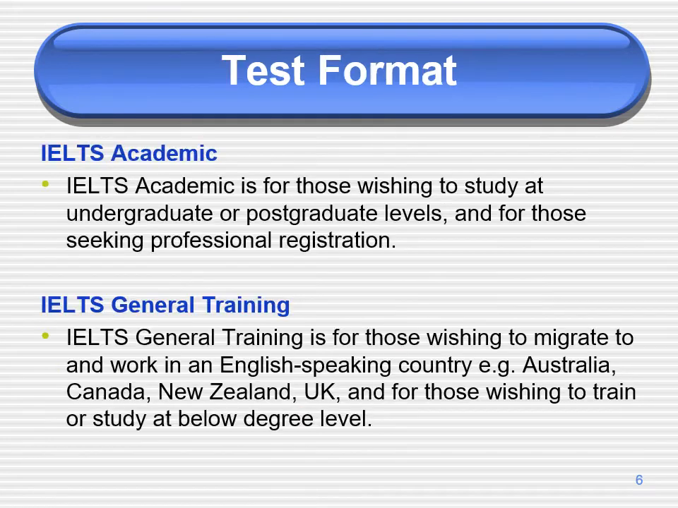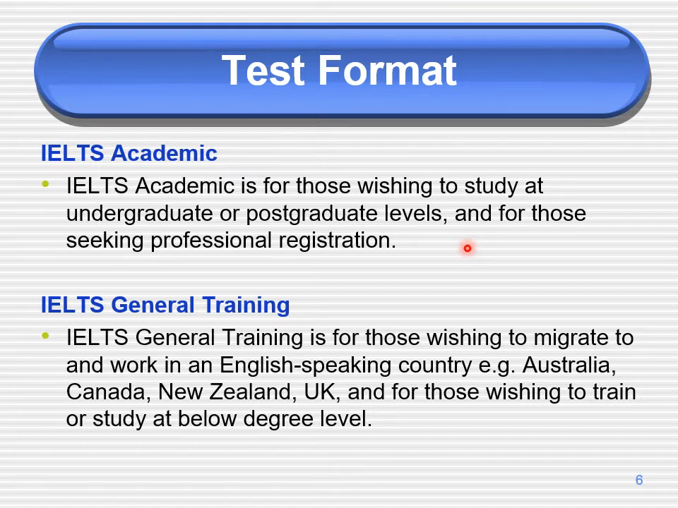Next slide. The test format is that there are two different types of IELTS. One is IELTS Academic and one is IELTS General Training. IELTS Academic is for those wishing to study at undergraduate or postgraduate levels, and for those seeking professional registration. For example, you want to study a course at a UK university as an undergraduate or as a postgraduate student.